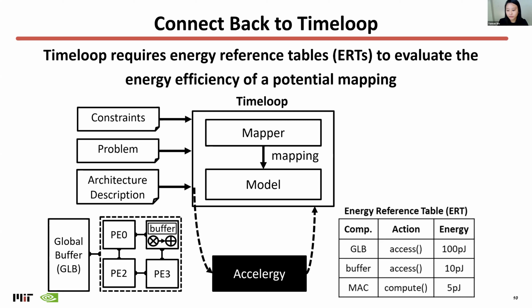And in the energy reference table, Accelergy determines that every access to a global buffer takes 100 picojoules. With this knowledge, Timeloop is able to generate the energy efficiency of each mapping it evaluates. So at this point, you probably want to ask, why do we use Accelergy? Are there any existing tools that can perform accelerator energy estimations at the architecture level?